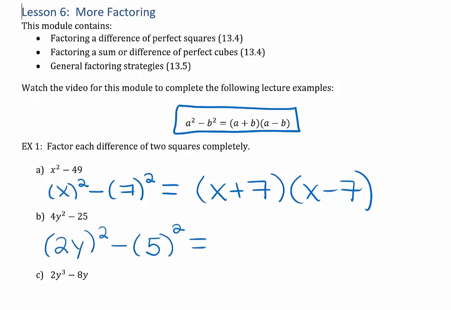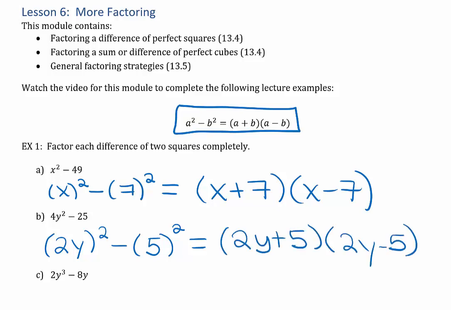In my second example, 4 is a perfect square, it's 2 squared. 25 is a perfect square, 5 squared. So using my pattern, the a is 2y, the b would be 5. I get 2y plus 5, 2y minus 5.